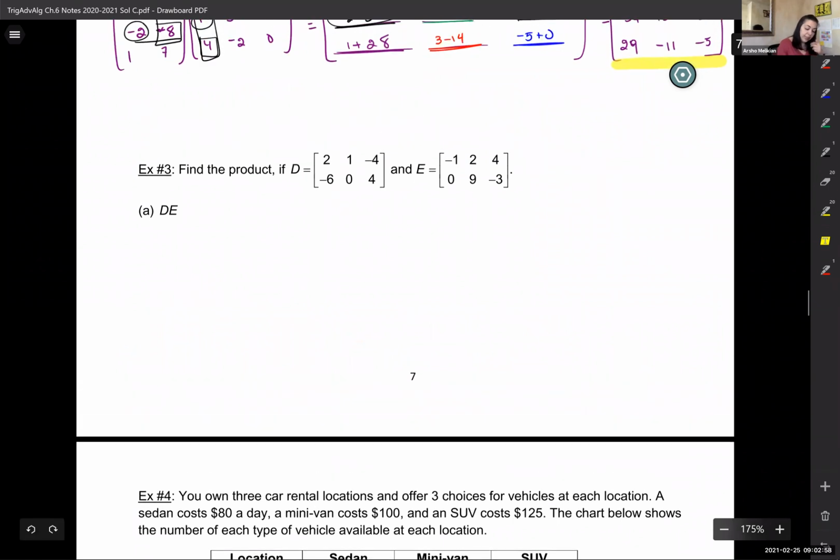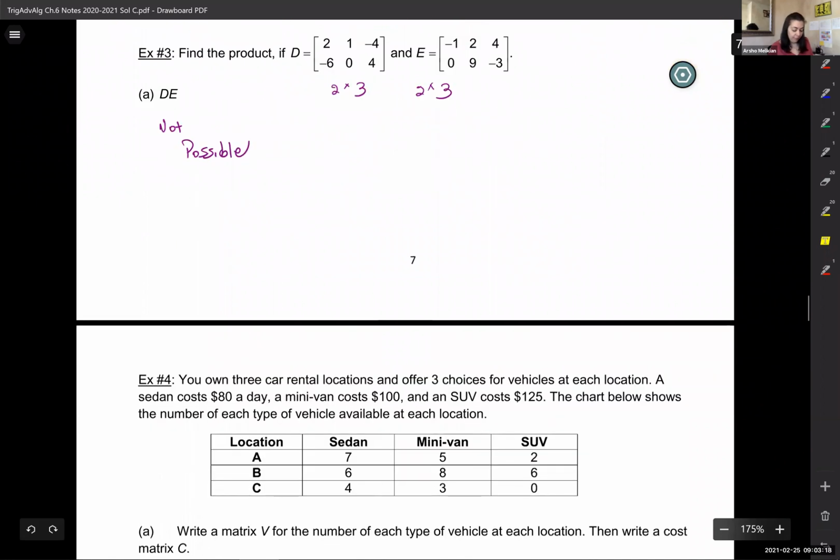So here I have D times E. And let's see, the dimensions of D are 2 by 3. E is also 2 by 3. Not possible, right? So you just write not possible. All right? Okay.